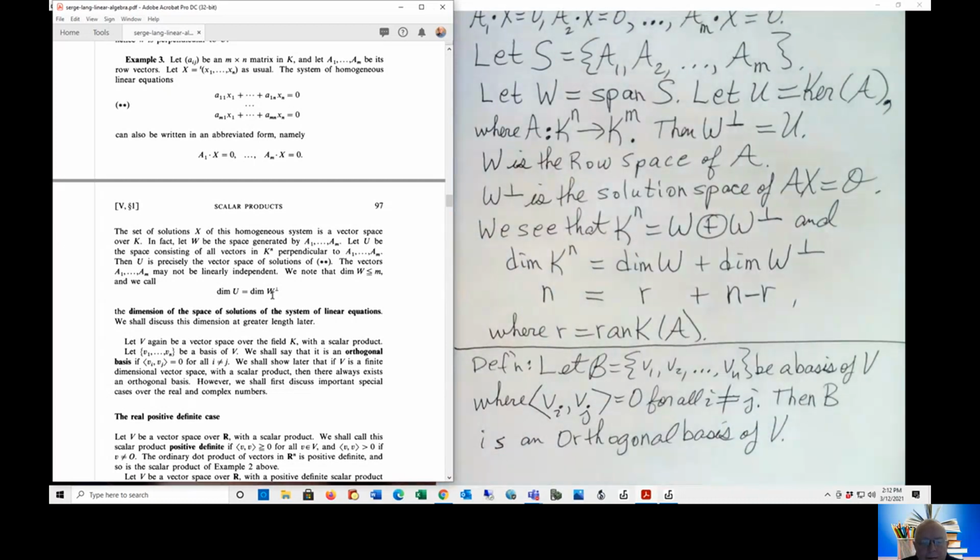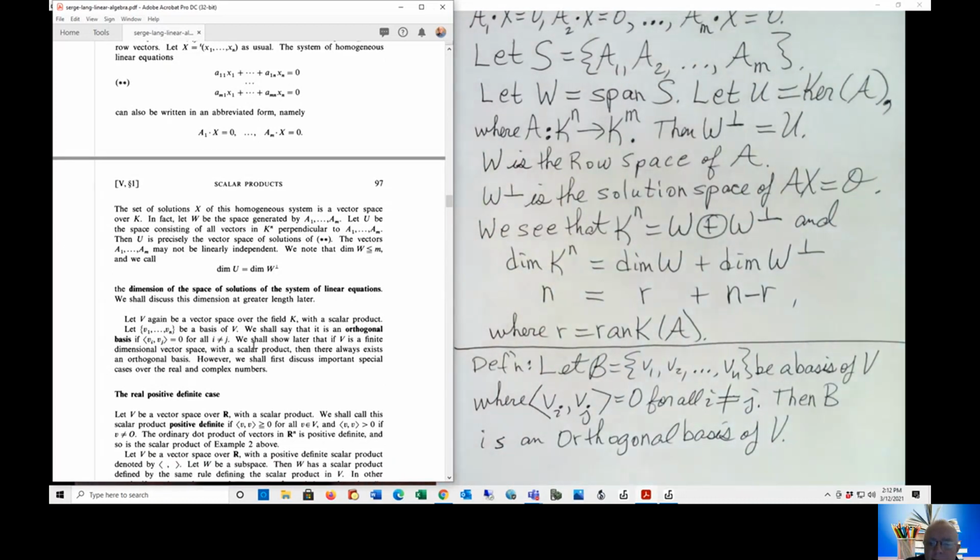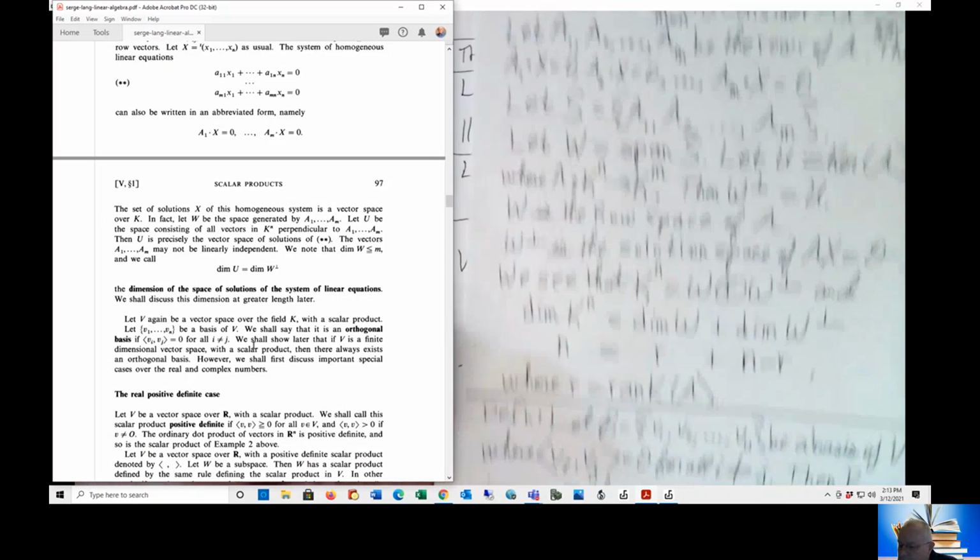Now here's a definition. Let B equal v1, v2 through v sub n be a basis for the vector space V, where the vectors in the basis are mutually perpendicular. That is, the inner product of vi with vj is 0 whenever i is not equal to j. They're mutually or pairwise perpendicular. Then B is called an orthogonal basis for V. Orthogonal basis.